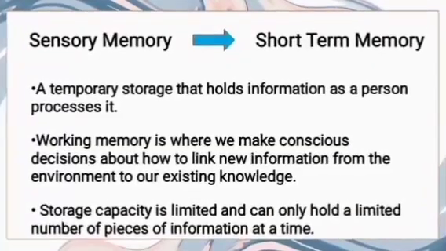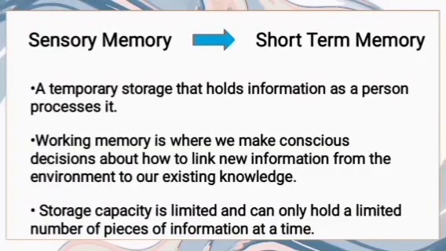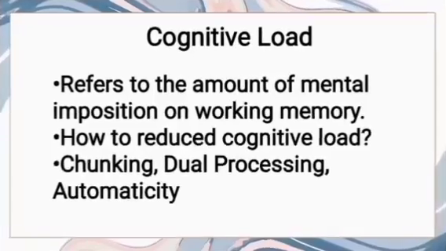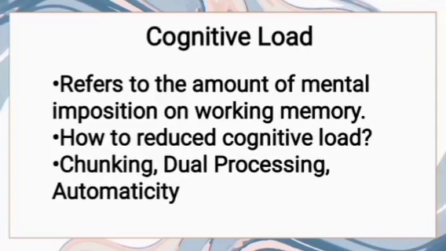Short-term memory is a temporary storage that holds information as a person processes it. Working memory is where we make conscious decisions about how to link new information from the environment to our existing knowledge. Cognitive load refers to the amount of mental imposition on working memory. How to reduce cognitive load? By chunking, dual processing, and automaticity.